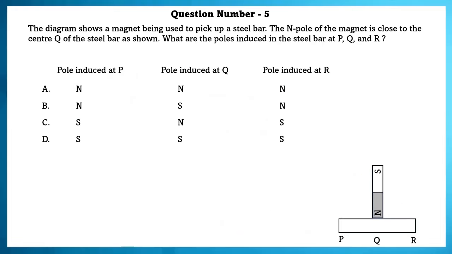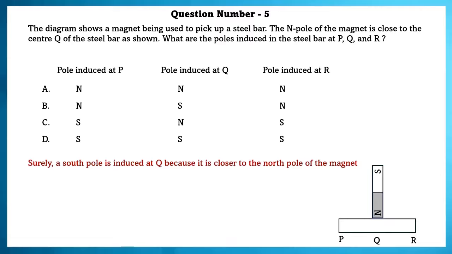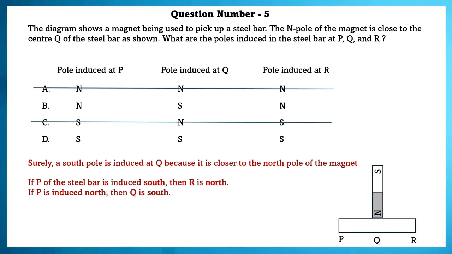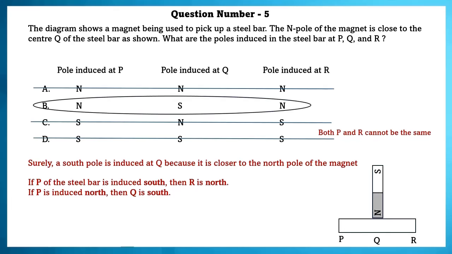Question number 5. The diagram shows a magnet being used to pick up a steel bar. The end pole of the magnet is close to the center Q of the steel bar as shown. What are the poles induced in the steel bar at P, Q, and R? Surely, a south pole is induced at Q because it is closer to the north pole of the magnet. If P of the steel bar is induced south, then R is north. If P is induced north, then R is south. According to this, the A and C options cannot be true. And in the D option, both P and R cannot be the same. Therefore, the correct option is the B option.